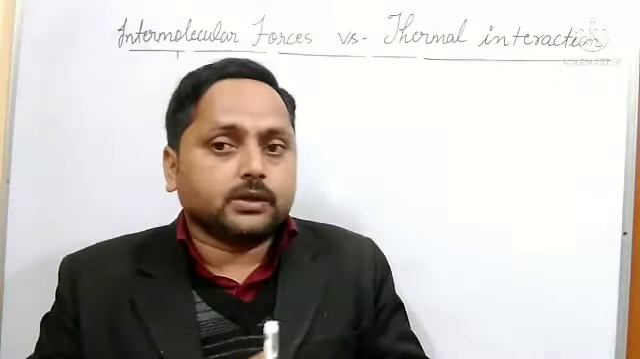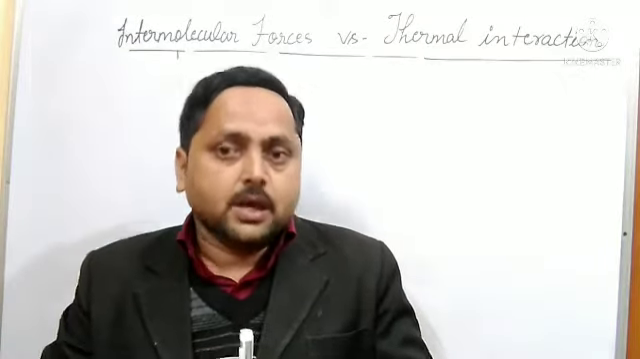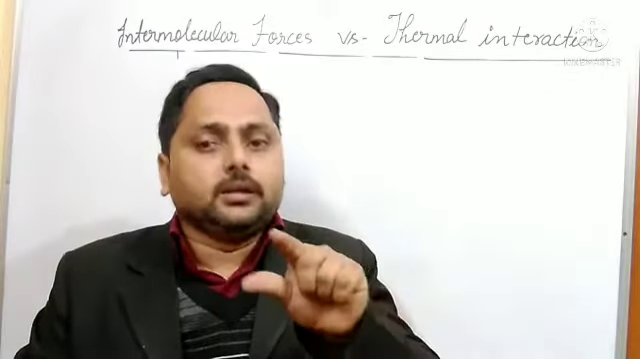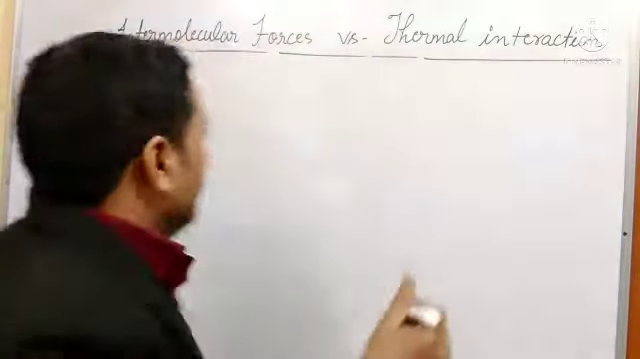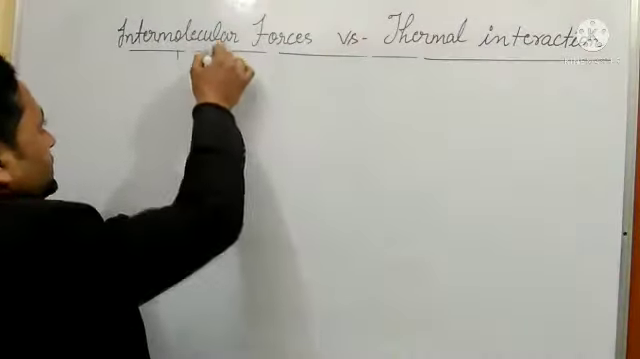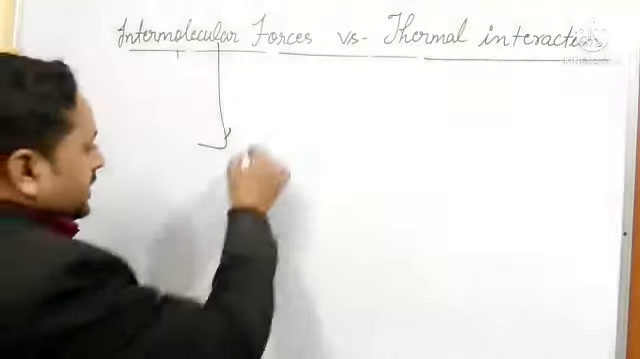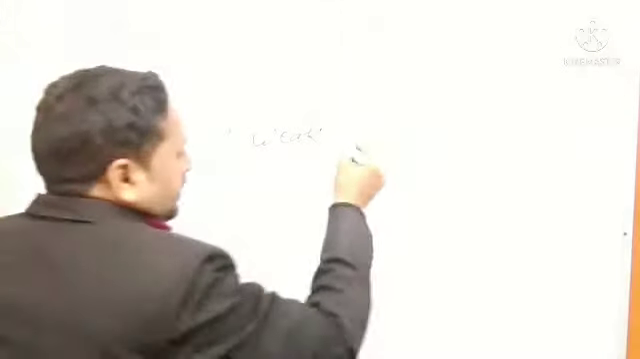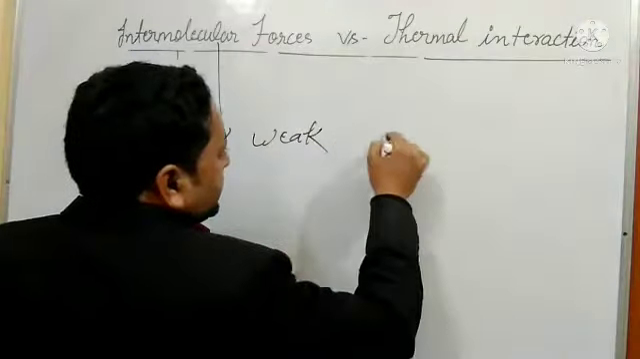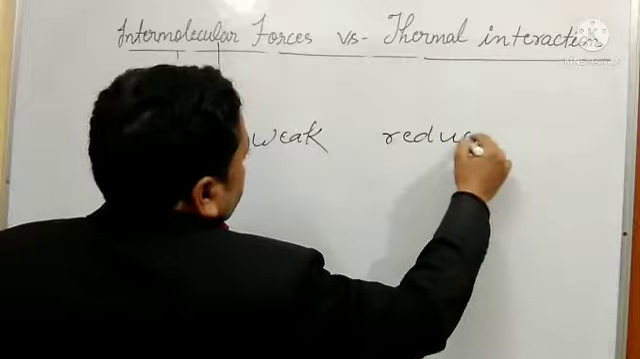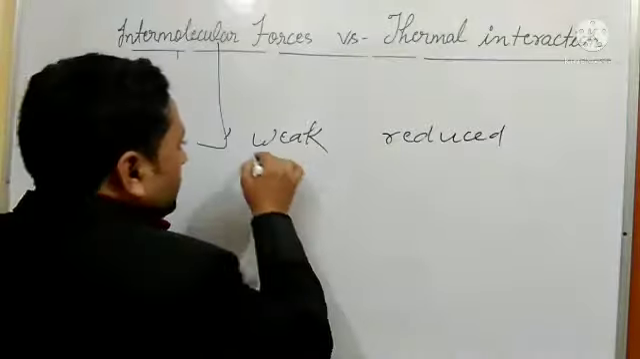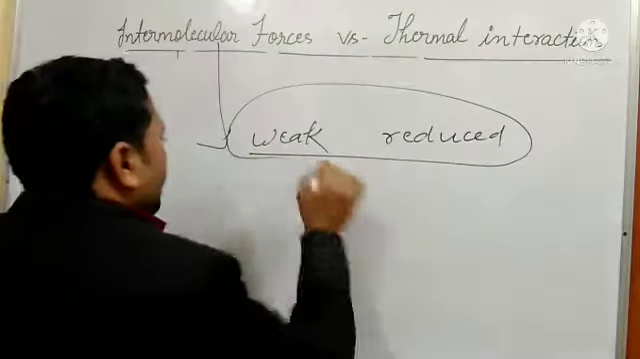So how can we lower the thermal energy of particles? By decreasing the temperature of the system we can lower the thermal energy. If intermolecular force is weak, we cannot liquefy it until the thermal energy is reduced. Even if we want to liquefy it, we have to reduce its thermal enthalpy.